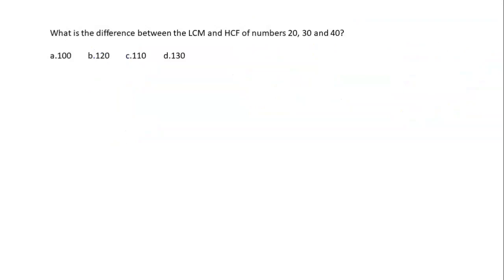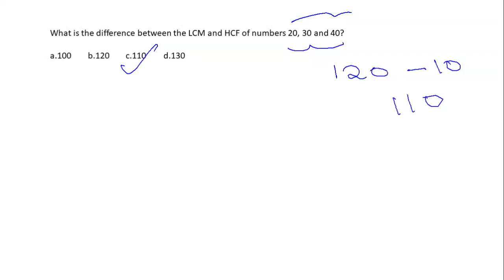What is the difference between LCM and HCF of numbers 20, 30, and 40? So LCM is nothing but what? 20, 30, 40, we know 2, 3, 4. What is your LCM? It is nothing but 120. And HCF is going to be what for this? HCF is nothing but 10. So when you subtract both of it, you get what?